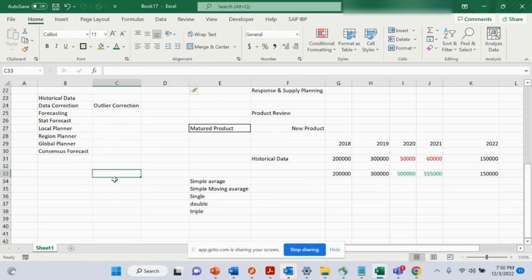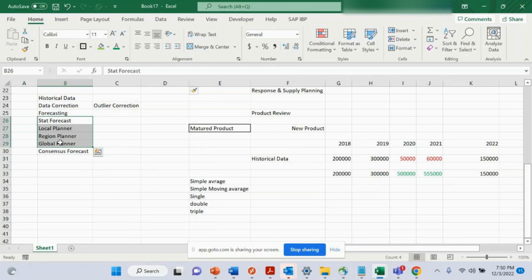Correct. So now in S&OP, this step is being called the supply demand review, and the demand review part. The global planner will sit with their team to check the numbers that they have submitted in the system. What is the reason behind it?